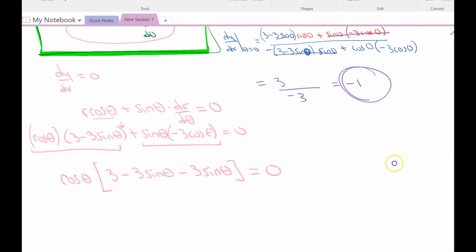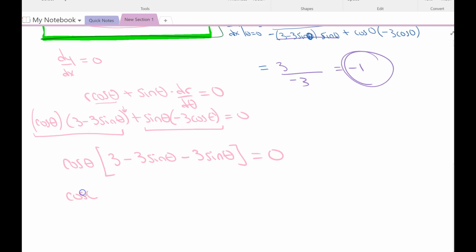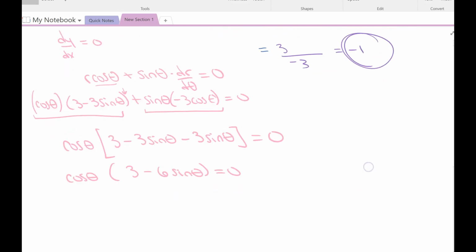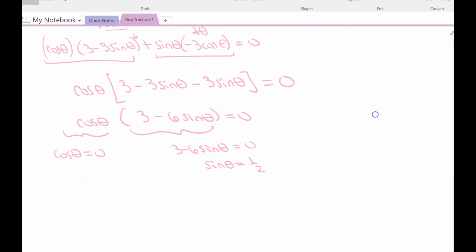3 minus 3 sine theta, very good, which then becomes cos theta times 3 minus 6 sine theta equals 0. All right, so we know that this equation will equal 0 when cos theta equals 0, and also when 3 minus 6 sine theta equals 0, which is the same thing as saying when sine theta equals 1/2. Well, between 0 and 2 pi, sine theta equals 1/2 at pi over 6, and also at 5 pi over 6.